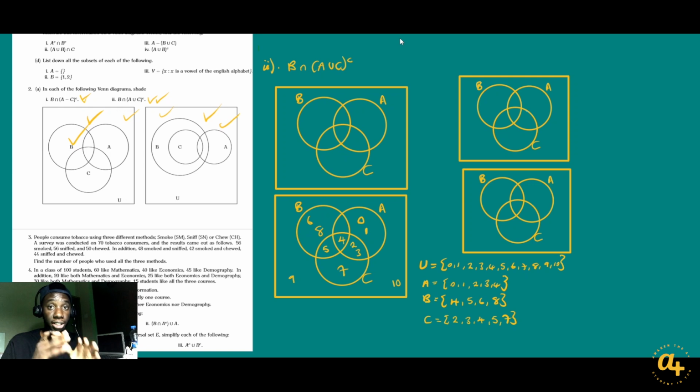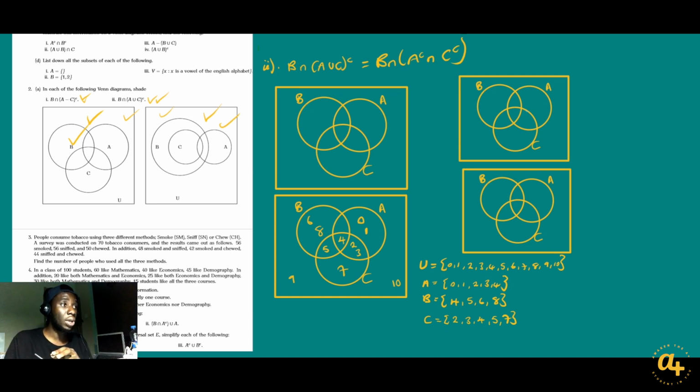So before we can actually get to the point of shading the set on each and every one of these Venn diagrams, we need to simplify the set, and we're going to do this by multiplying the complement on the outside with everything that is inside these brackets right here. So when we do that, we're going to have a situation where we have B intersection A complement, and then the union sign is going to change to intersection. So we're going to have intersection C complement.